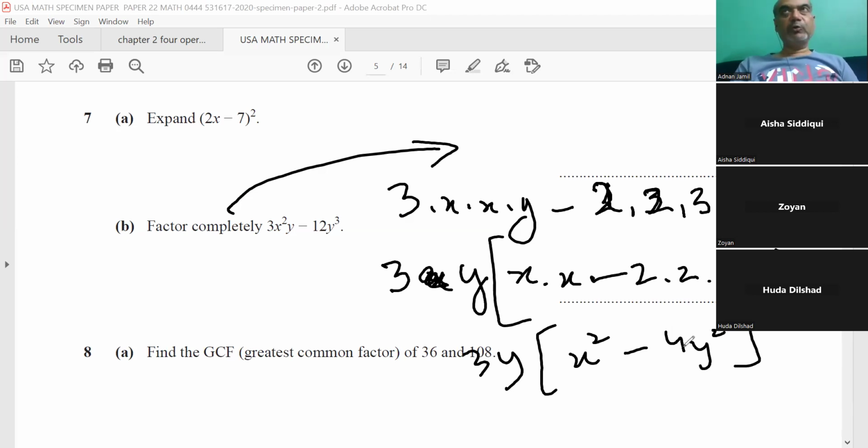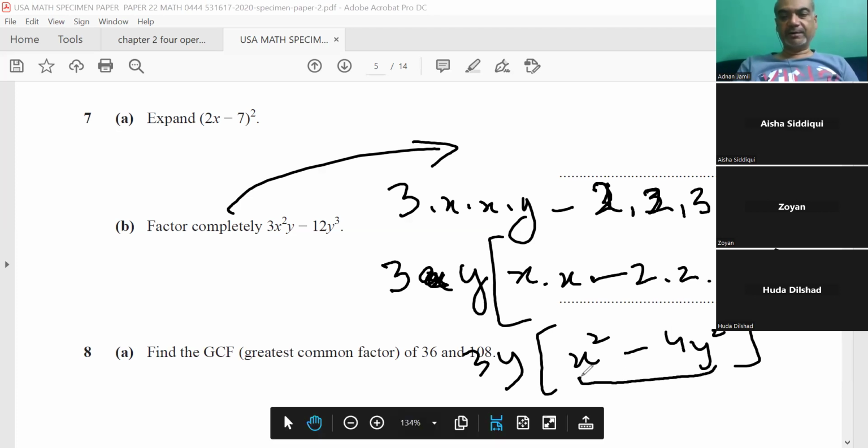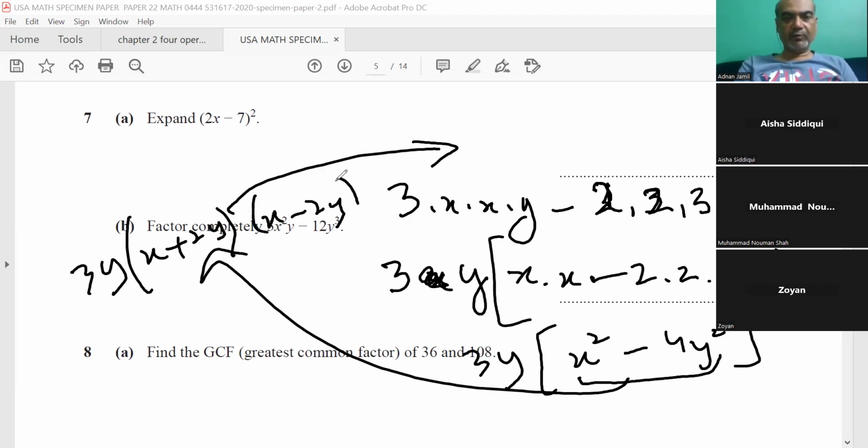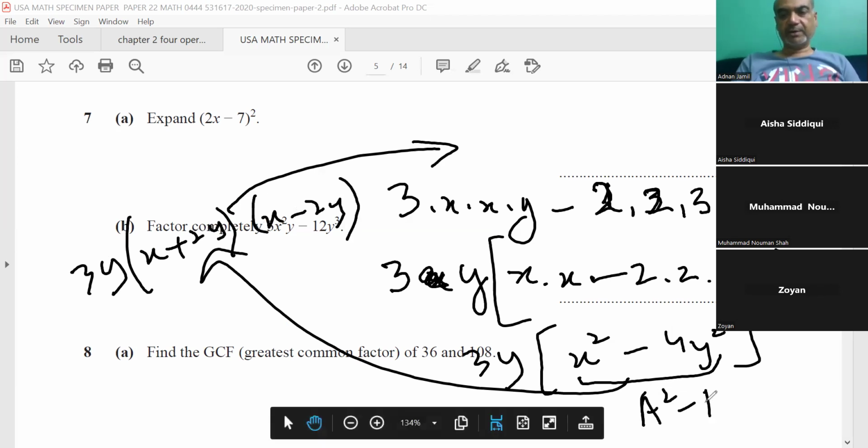Tell me, can you still factor this? Can anyone tell me verbally? It can be more. One more step is required. Anyone? So x minus 4y, or x plus 4y, very close to a correct answer. Actually x plus 2y, x minus 2y. Which formula have we used? a squared minus b squared equals a plus b, a minus b. So solve this paper completely and you will definitely get benefit.